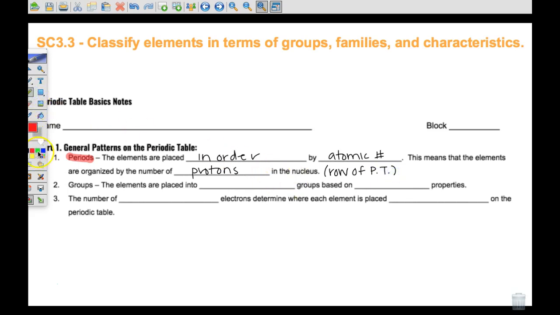The second vocabulary word you're going to have to be familiar with is a group, and groups are also often called families. So a group or a family is when elements are placed into a vertical group based on shared chemical properties. It's a chemistry term for the column of the periodic table.